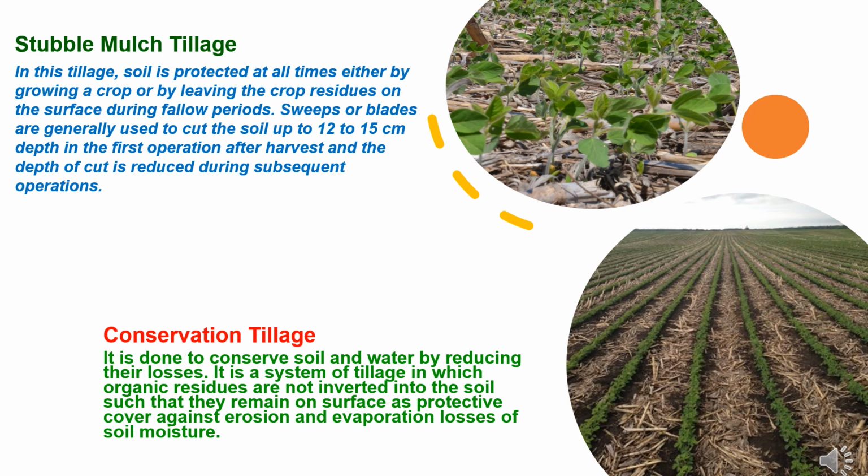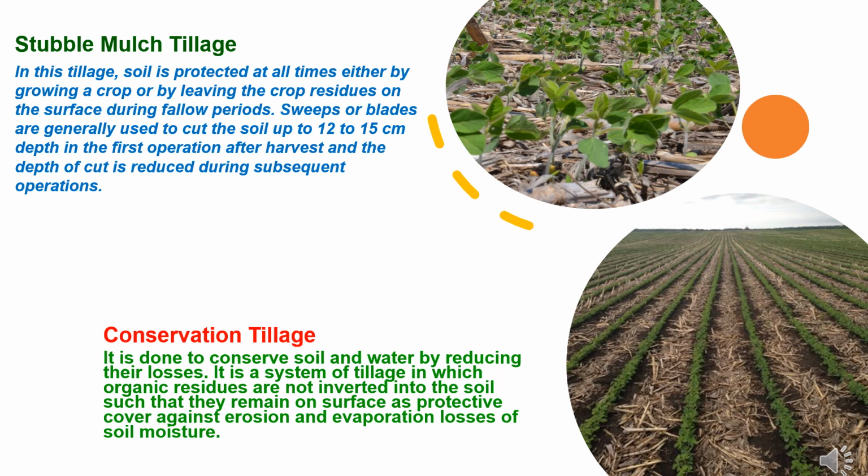When an unusually large amount of residue is present, a disc type implement is used for the first operation to incorporate some of the residue into the soil. So in this case, the crop residue is cut into pieces and incorporated into the soil.